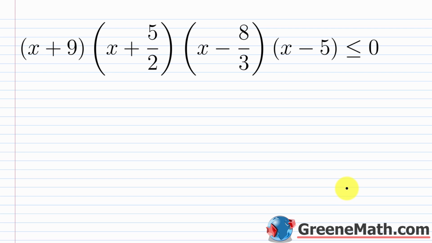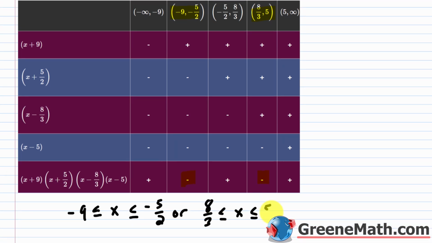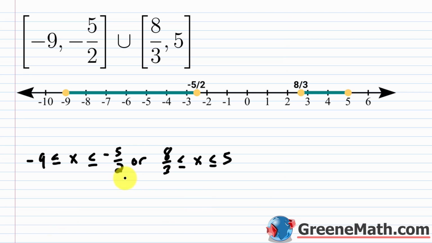Now, if I go back, remember this is less than or equal to 0 that we're looking for. So you'd be negative here and then also here. So let me highlight those. I know it doesn't show up very well, but you would say that x is greater than or equal to, because this is a non-strict inequality, negative 9, and less than or equal to negative 5 halves. Then you want to use "or", you want this one right here. Again, you want to include these because it's a non-strict inequality. So you would say that x is greater than or equal to 8 thirds and less than or equal to 5.